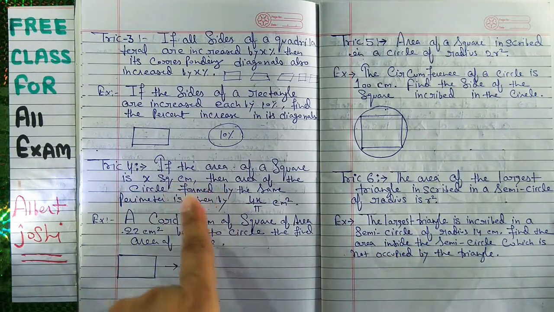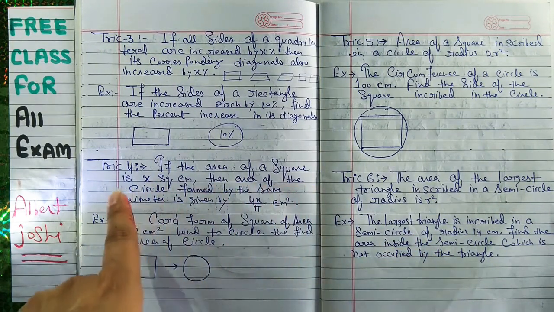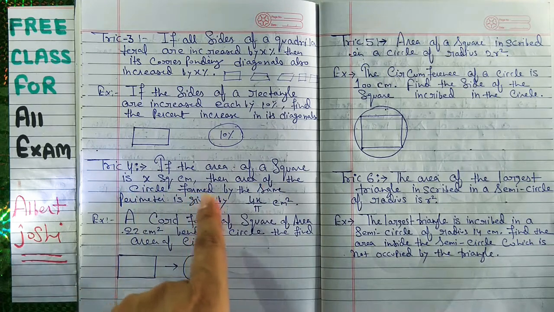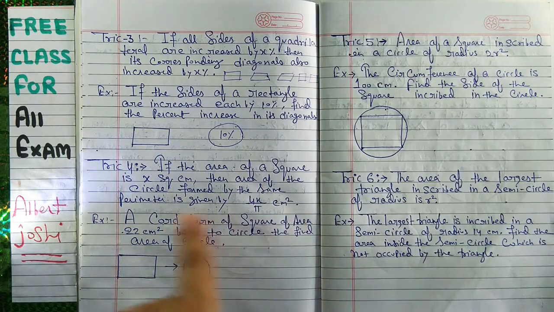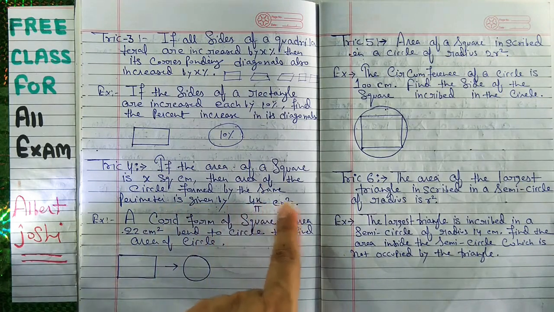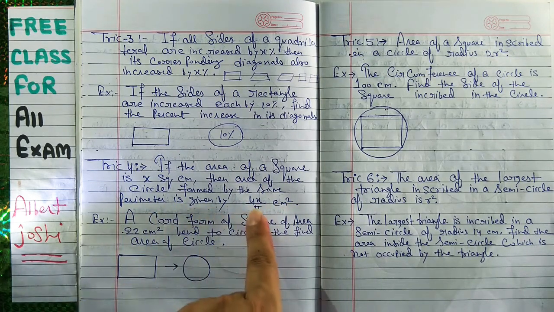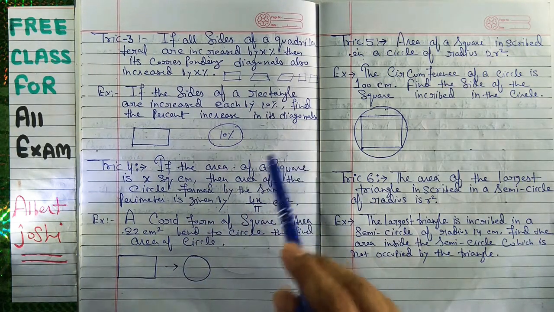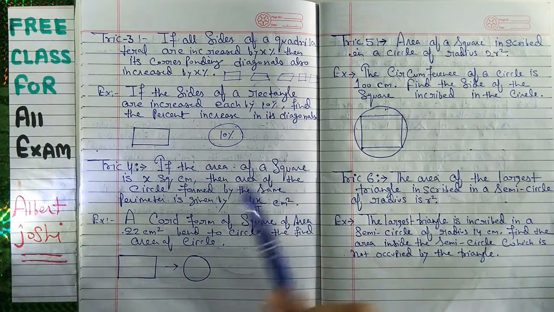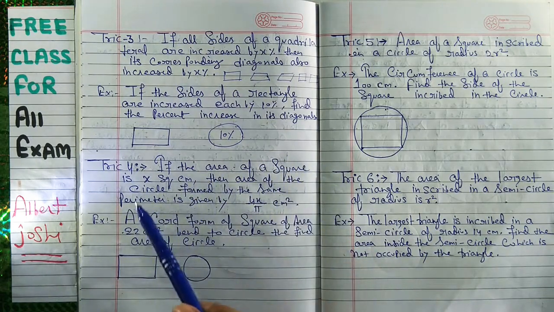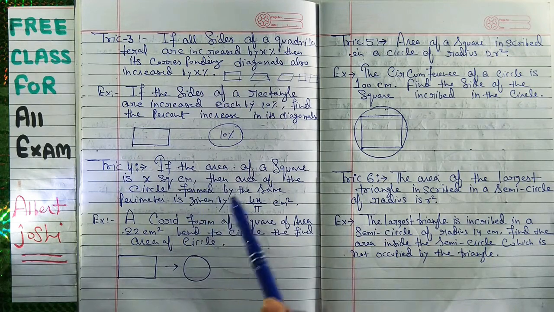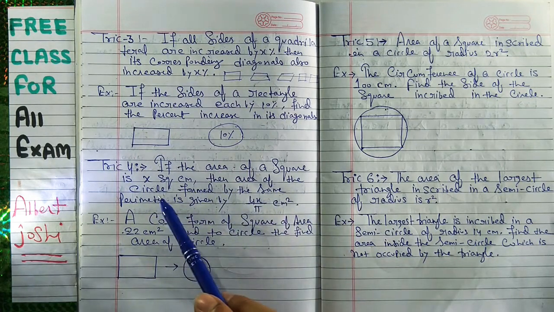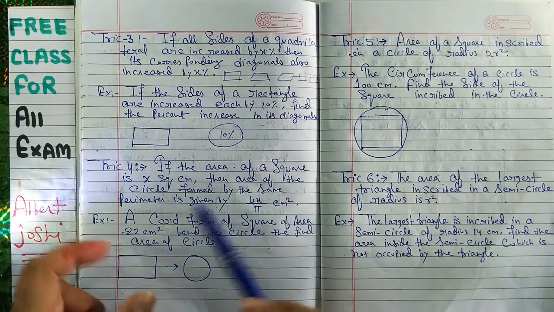Now the trick number 4. If the area of a square is x square centimeter, then the area of the circle formed by the same perimeter is given by 4x upon pi centimeter square. It will work only for the square.